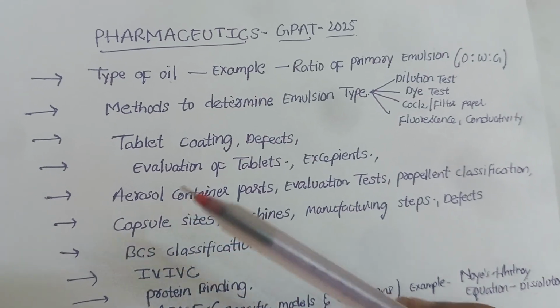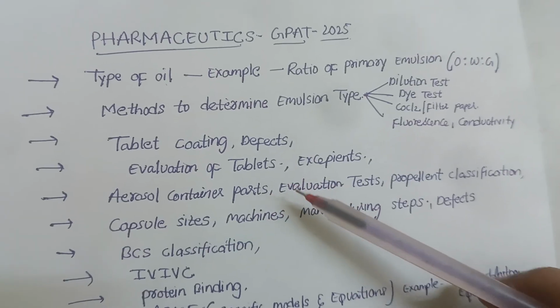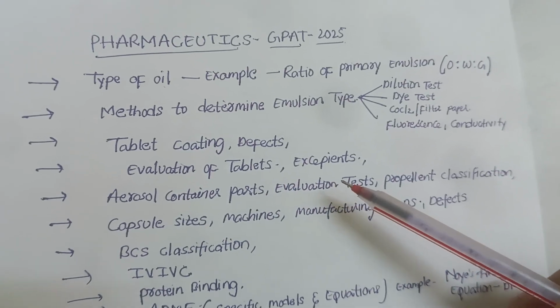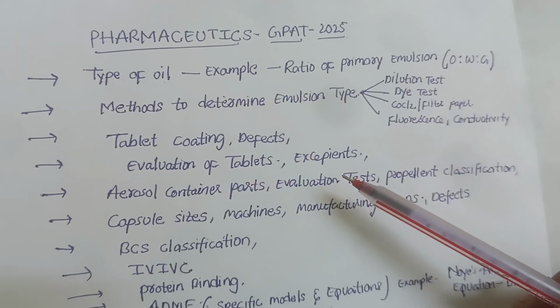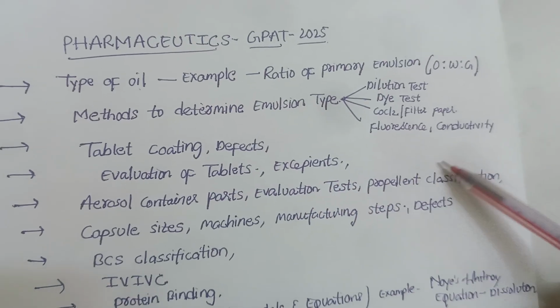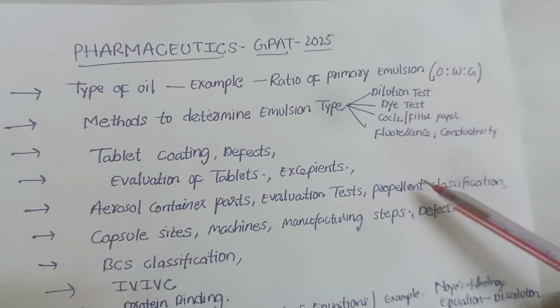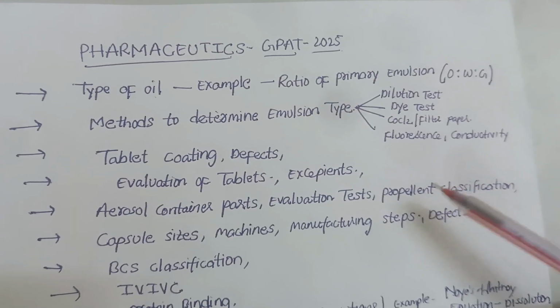And the aerosol container parts, so different parts of your aerosols and their evaluation tests, the specific tests for aerosols, the flashpoint test, the propellant identification, those tests, and the propellant classification. So have a list of classification for propellants used in the aerosol.